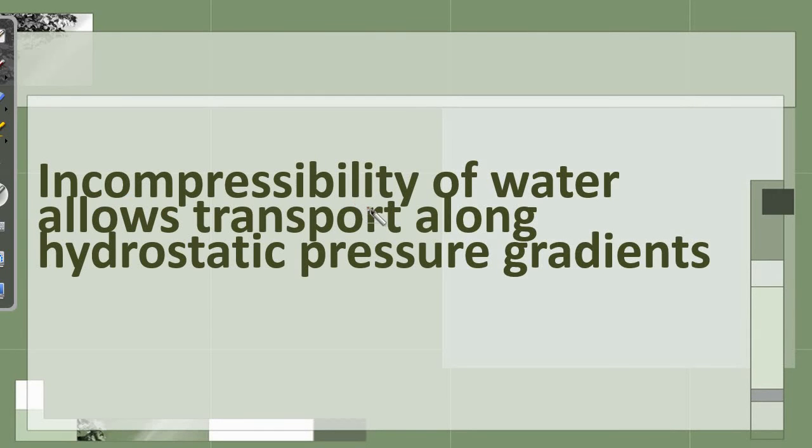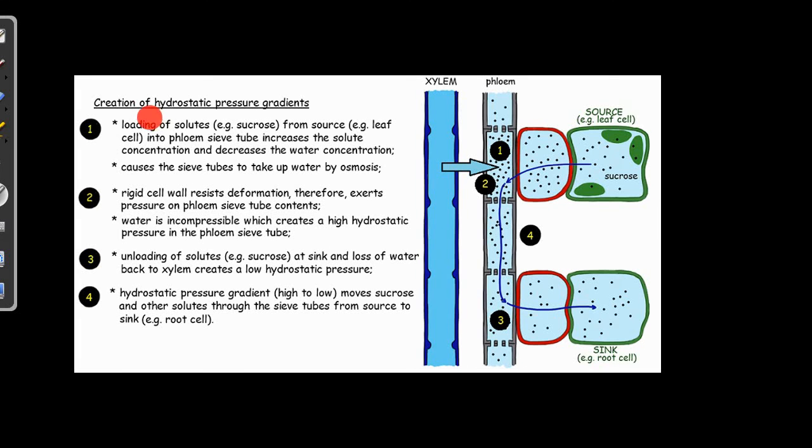Because of the incompressibility of water, it allows transport along the hydrostatic pressure gradient. That is the overall scenario: the creation of hydrostatic pressure, and how it has been created. I hope you now understand that because of the loading of the solutes, more hydrostatic pressure was created here. As the water potential became low here, water traveled from the xylem into the phloem. High hydrostatic pressure has been created, and because of that, the water has moved down.